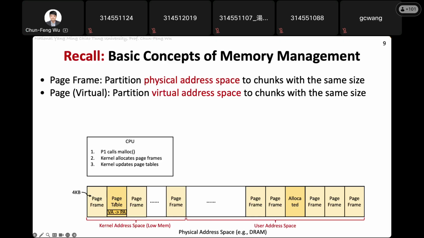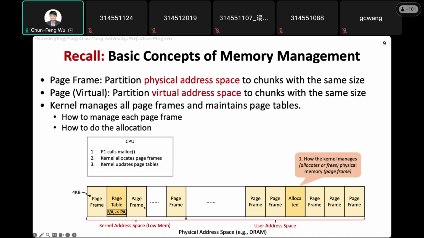And for each translation, we only need one entry. Each entry is usually 32 bits or 64 bits, depending on the CPU architecture. Okay, we will talk about it in more detail in the page table working part. The kernel manages all page frames and maintains page tables. So there are two issues: how to manage each page frame and how to do allocations.